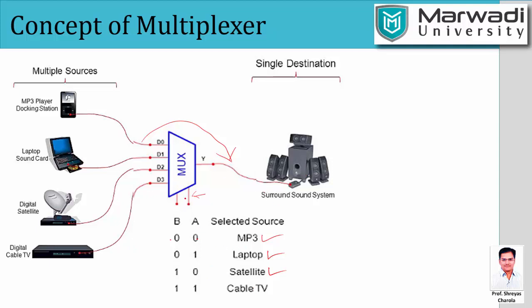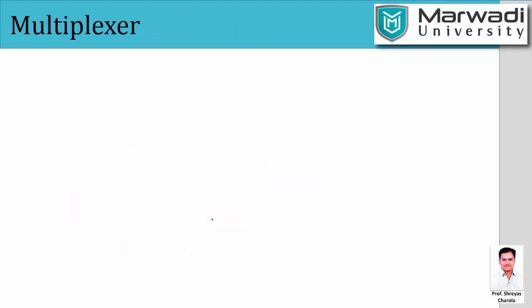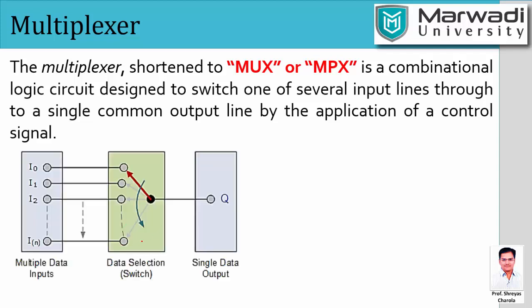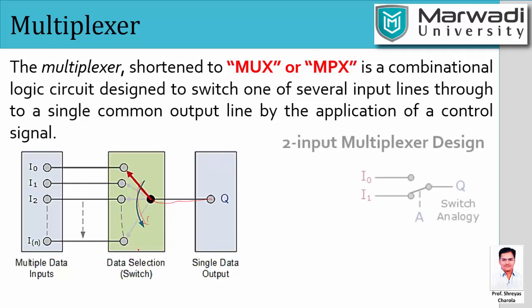That means this is the input, this is the output, and over here we have what we call the selected source or selectors. Another name of the multiplexer is MUX or MPX. Here, this selection line works as a switch. That means the output is connected to one of the inputs through the switch which is selected by the data selection. So let us suppose there are two inputs and one output.